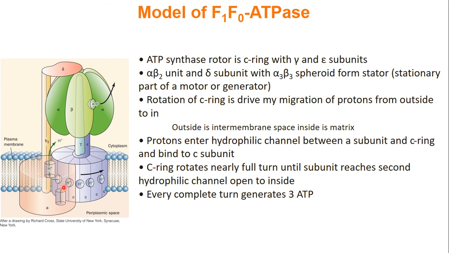When a proton binds, the C subunit will start to move in our counterclockwise direction. It takes roughly a full turn before the proton can be ejected into the cytoplasm. So this proton will have to go around roughly 90% of the way until it's finally ejected. Every complete turn will generate 3 ATPs.